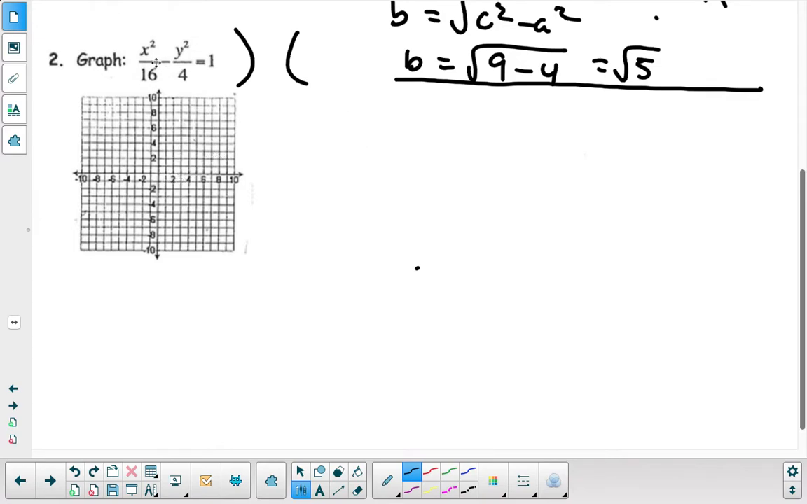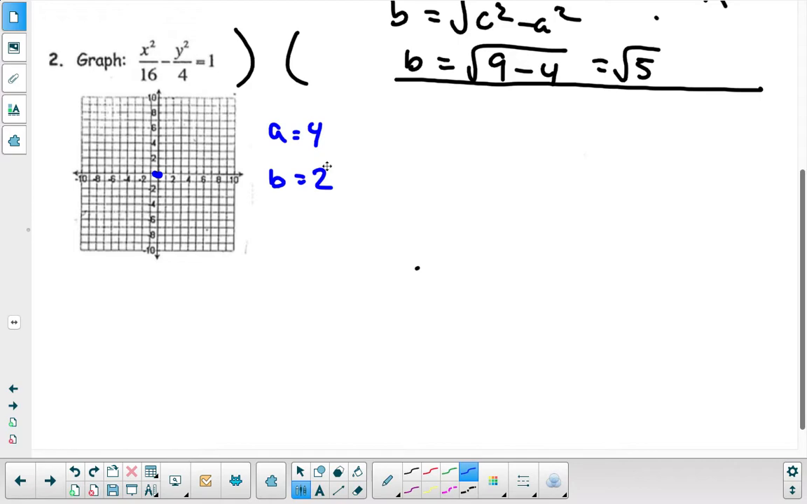But 0, 0 is our center, so I'm going to use a different color. 0, 0. A is the distance away from a vertex, so we do need to know that. A squared is 16, so A equals 4, B equals 2. We do need to know the B value just to come up with our asymptotes.